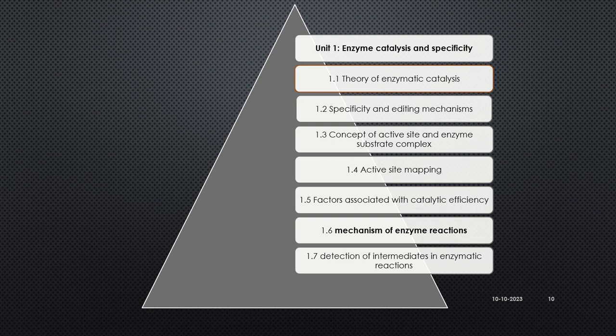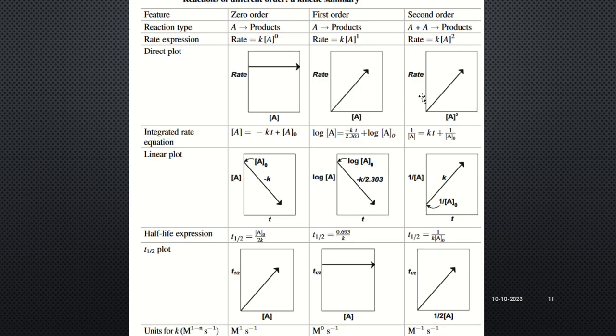And the Michaelis-Menten equation, meaning the mechanism of enzyme reactions, how a zero order reaction is happening. Then detection of intermediates in enzymatic reactions. So one by one, before understanding this, I will give you a certain reaction of different orders, or you can say a kinetic summary of enzymatic reactions.